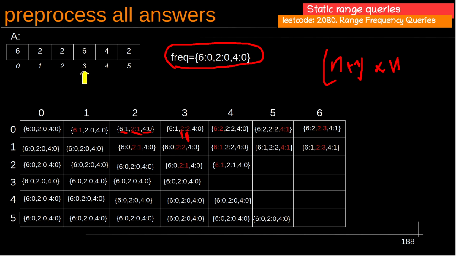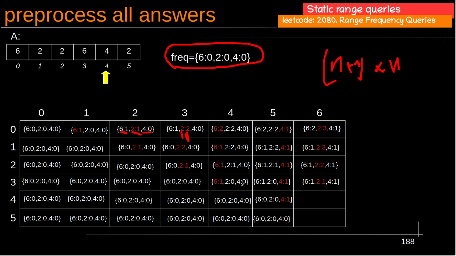From 2 to 3, sorry, I have 1 6, 1 2, 0 4. From 2 to 4 I have 1 6, 1 2, 1 4. From 2 to 5 I have 1 6, 2 2s, and 1 4. Now from 3 to 3 I have just 1 6, 0 2, and 0 4, and so on.